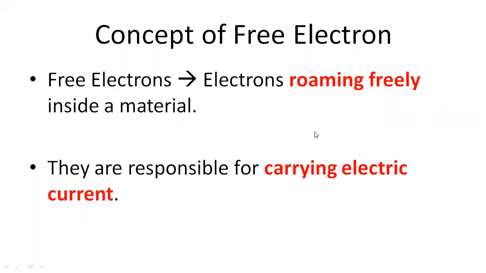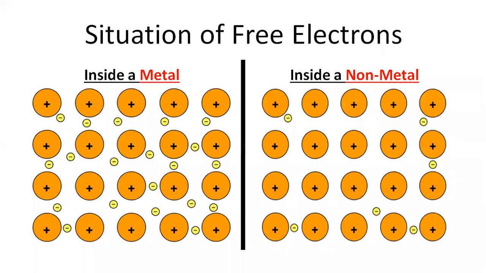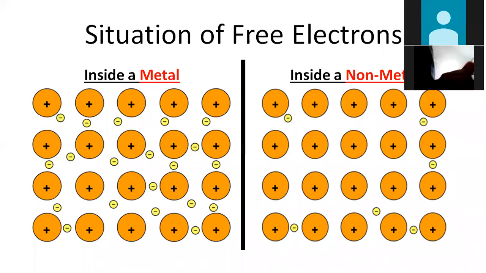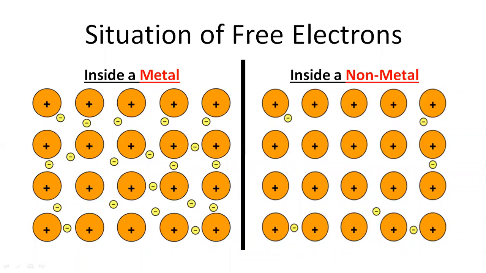So focus on this now. Situation inside particular metal and non-metal. All these plus are nothing but atoms. All the plus which are present here are all atoms. And what we are trying to do here is understand the main difference between them. So all these plus values, the bigger circles, those are atoms. Metal has atoms, and non-metal also has atoms.